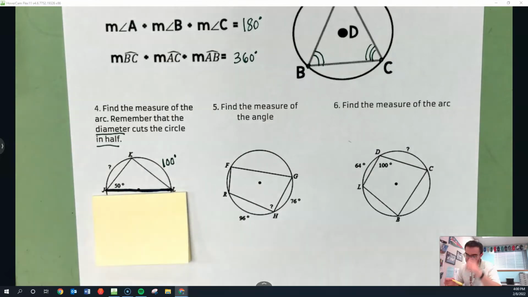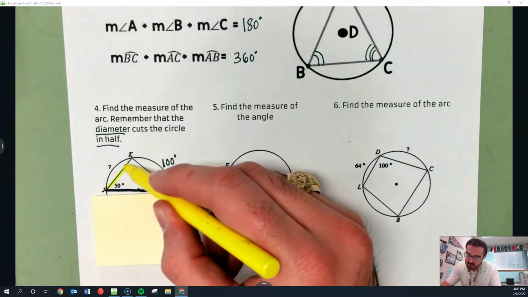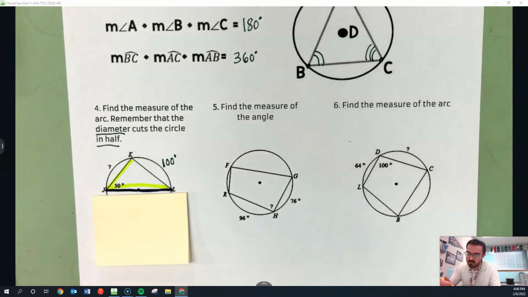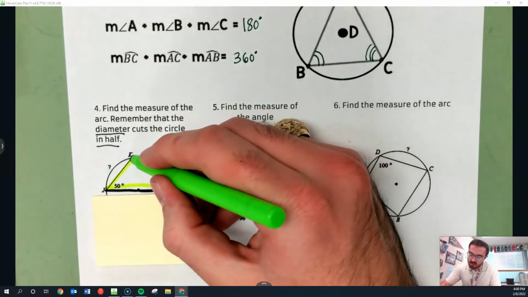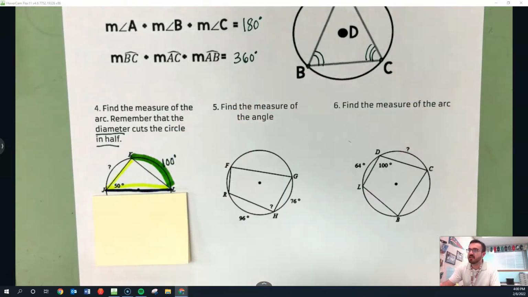Okay. Let me use my colors again. This is my angle, 50. So my arc that it creates is 100 degrees. All right. Now what do we do? Think about what you maybe do. I want to maybe take a couple minutes, take a couple seconds, think about what we might do next. Don't just wait for me to do it.